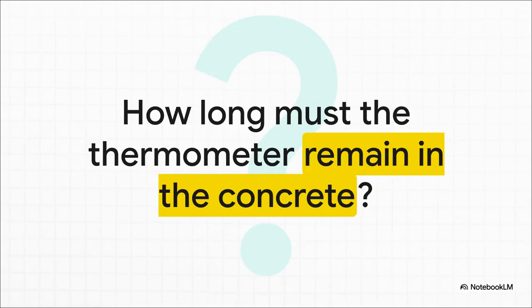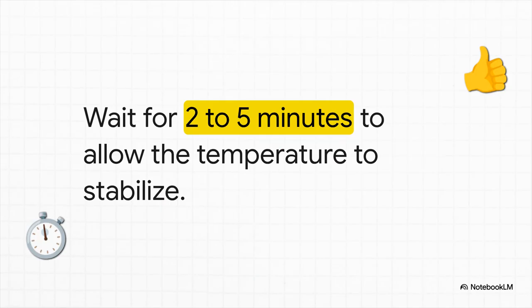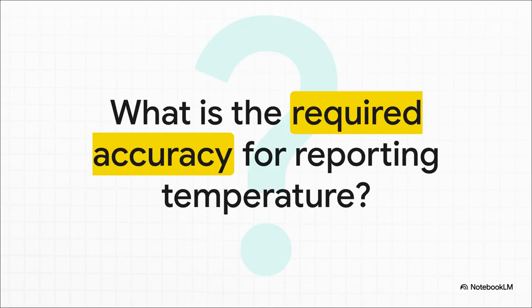Okay, so you've got it placed perfectly. You can't just jab it in and pull it right back out, right? There's a waiting period to get a stable reading. How long is it? The sweet spot is right between 2 and 5 minutes. That gives the thermometer enough time to actually match the concrete's temperature. But you don't want to wait too long, because then the concrete itself might start to cool down or heat up.